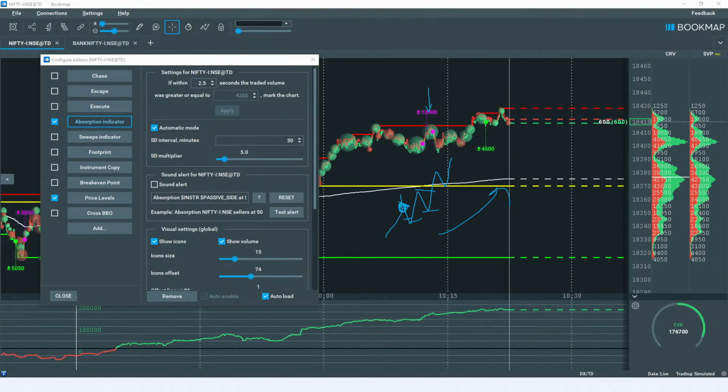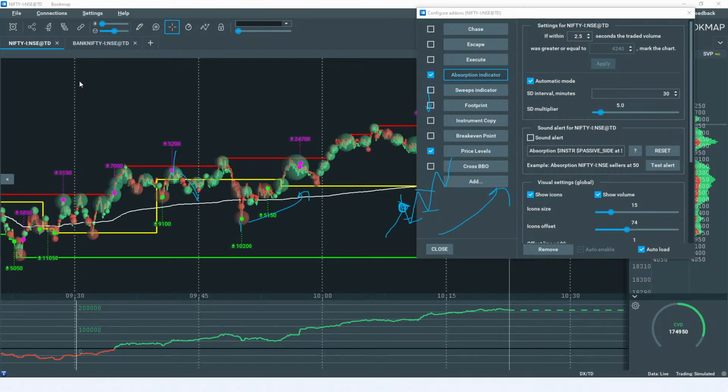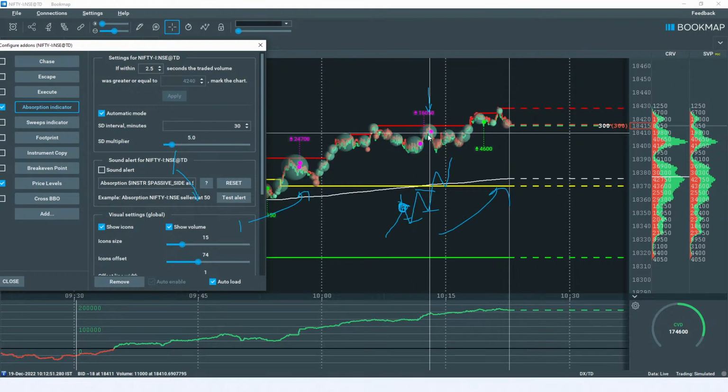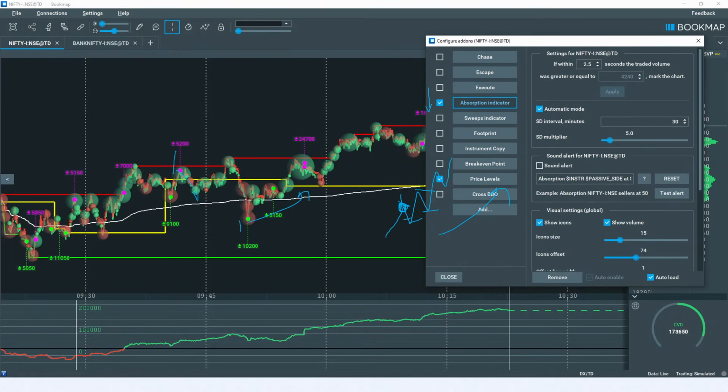So as you can see, whenever there is an absorption happening, in most of the cases, here it happened and we saw the immediate swing, and here it happened, we saw the immediate swing. So the absorption indicator will help us to identify the possible swings in an effective manner, so that we can take effective decisions and identify the pattern in an effective manner.